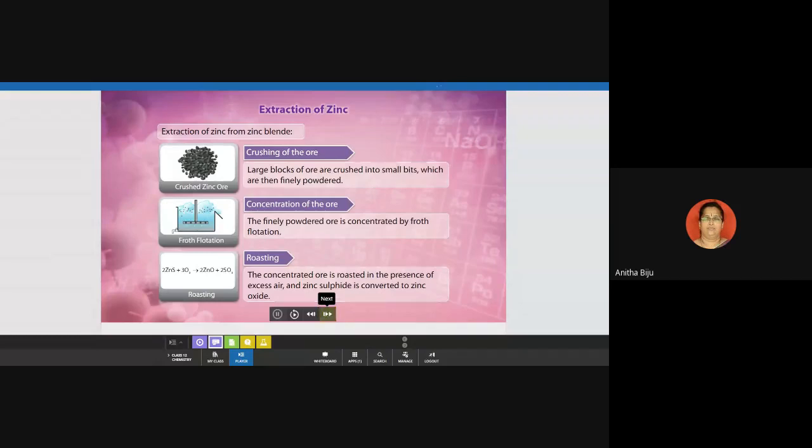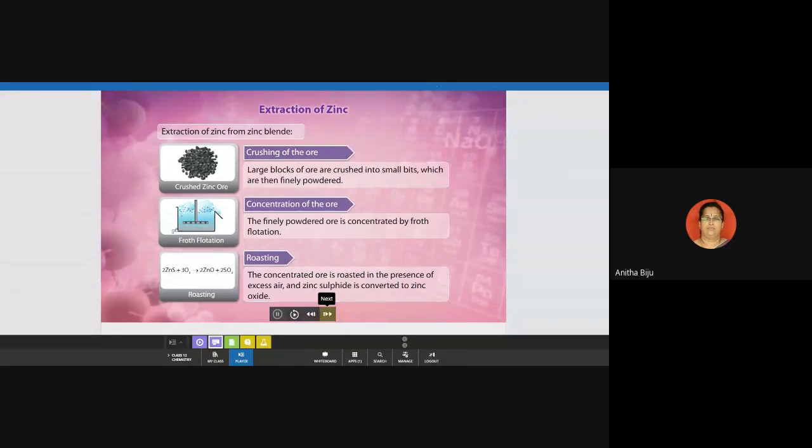So that is the preliminary stage. The second stage is concentration of the ore. Concentration of the ore is done through froth flotation. The reason is known to you. Zinc blende is a sulfide ore. Sulfide ore is lighter than its impurities. When the ore is lighter than the impurities, the method used for concentration is froth flotation. Here you have to explain the points further. In froth flotation, we add a stabilizer, we add pine oil, and we add aniline. These all you have to add.